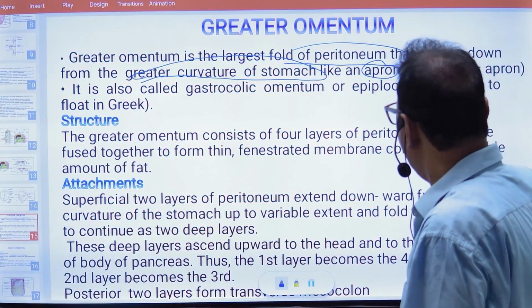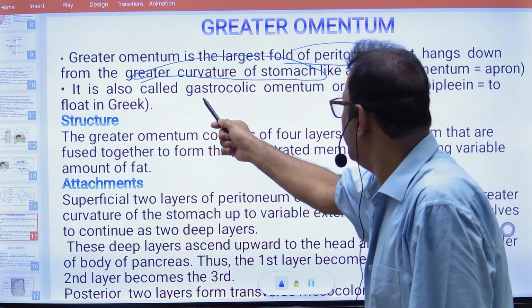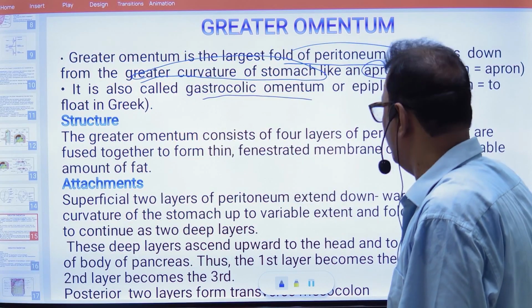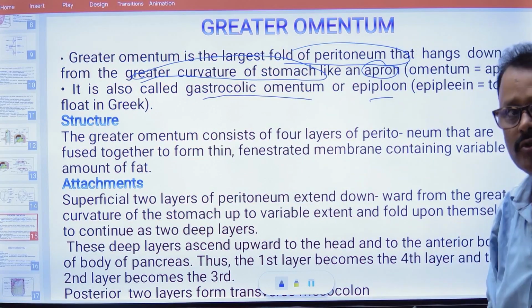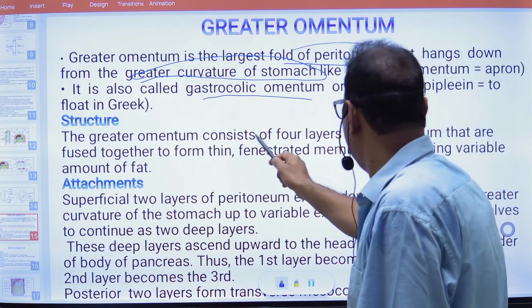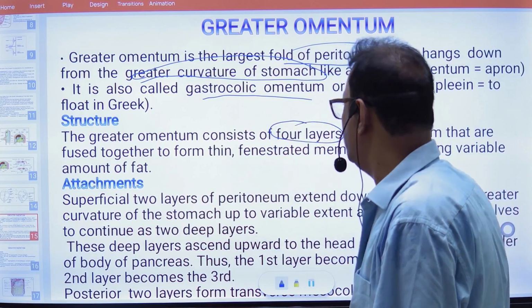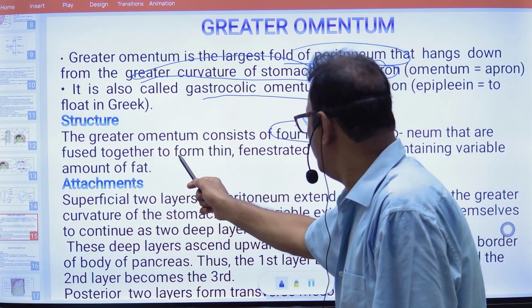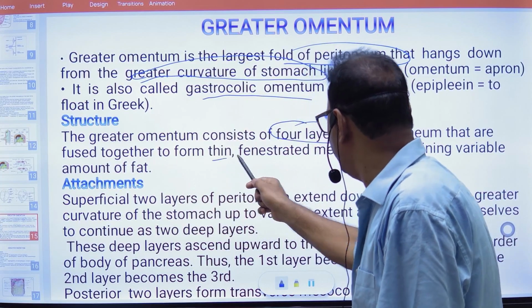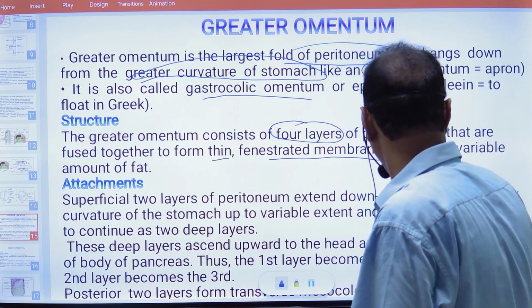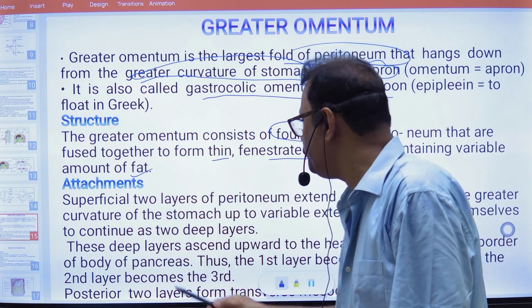That's why it is also called the gastrocolic omentum or epiploon. It consists of four layers. These layers join together to form a thin fenestrated membrane which contains a variable amount of fat only.